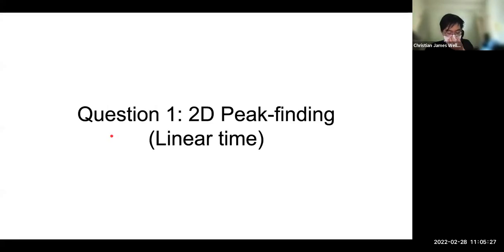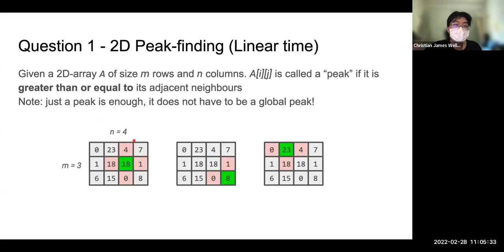So let's just begin proper. The first question is about 2D peak finding in linear time. Let's recap a bit what the question is about and how we solved it last time. Given a 2D array, a 2-dimensional array of size m by n, an entry a_ij is a peak if it's greater than or equal to its adjacent neighbors.